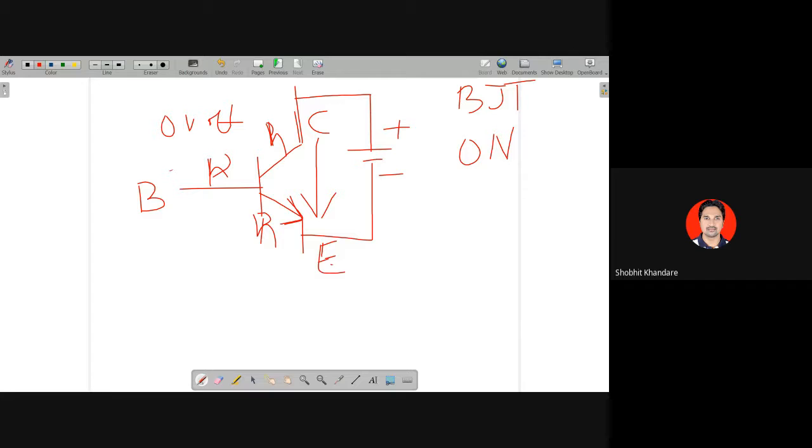As compared to the emitter, then there is no current flow. Current will not flow. So in that case, your transistor is in off state. Your transistor is in off state.